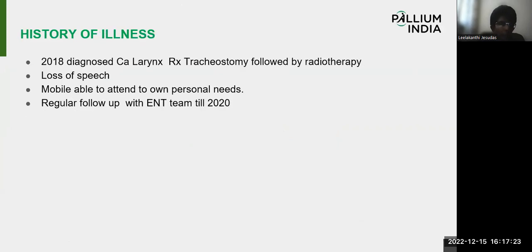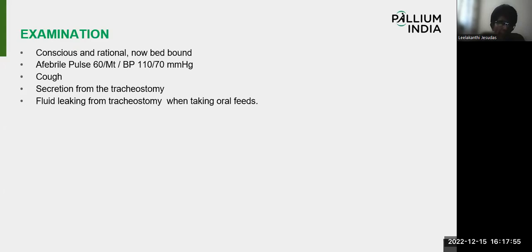Next slide. History of illness: in 2018, he was diagnosed with cancer, CA larynx, and then tracheostomy, followed by radiotherapy, was done. There was loss of speech, but he was very mobile. He was traveling abroad, and he was able to take care of his needs. He was doing regular follow-up with the ENT team, but after COVID, from 2020, he didn't come to the clinic. Next slide.